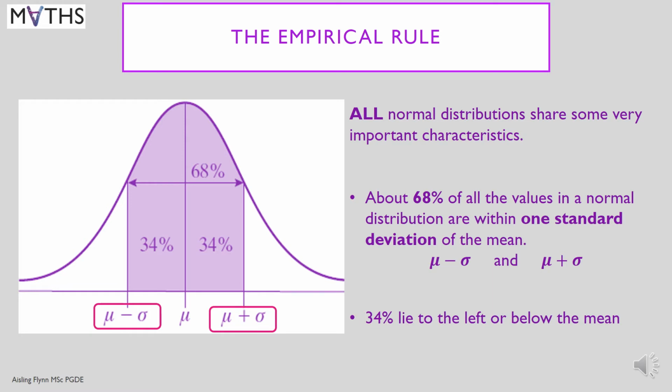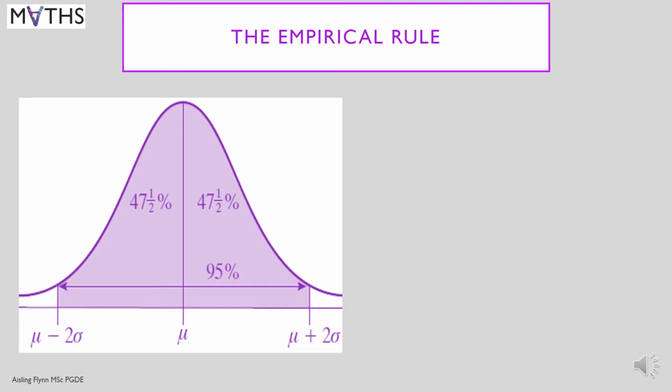Okay, and 34%, so half of 68, 34 will be to the left or below of the mean, and 34 lie to the right or above the mean. So it's all symmetrical, and we break the normal distribution up into these sections for the questions we're going to do later.